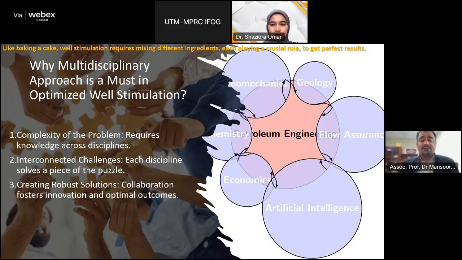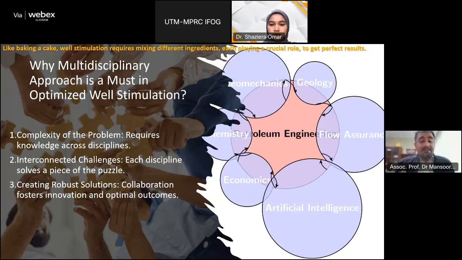There are multiple variables, intricate geological considerations, operational nuances, economic implications, and let's not forget the evolving technological landscape with artificial intelligence making its mark. That's where our superheroes (flow assurance, geology, geomechanics, chemistry, economics, and artificial intelligence) step in. Each discipline offers a unique set of tools and perspectives that individually can tackle parts of the problem.